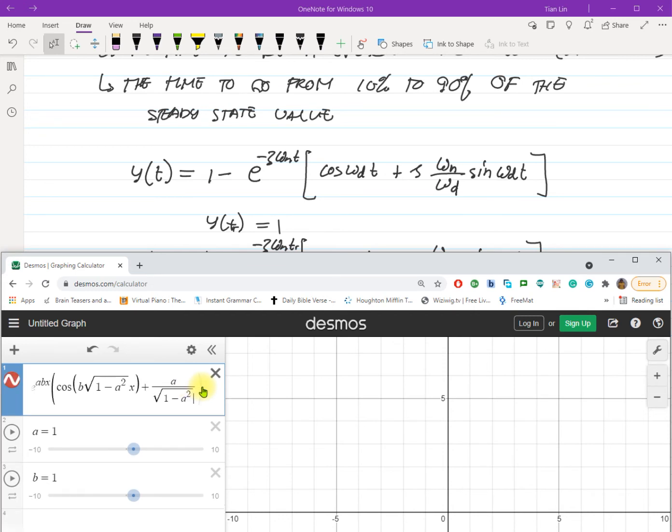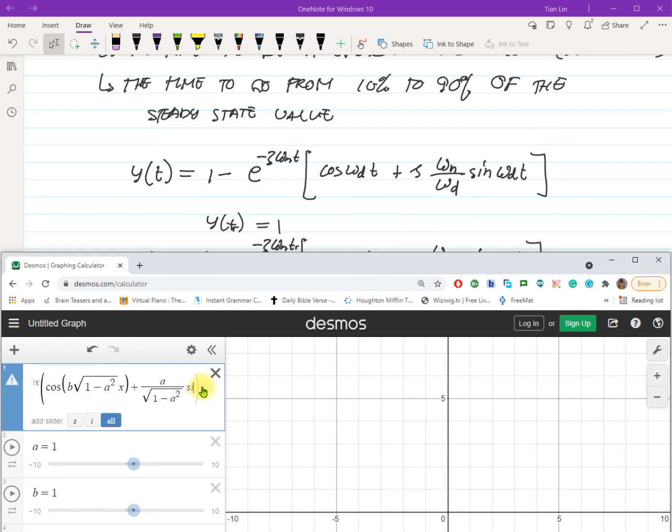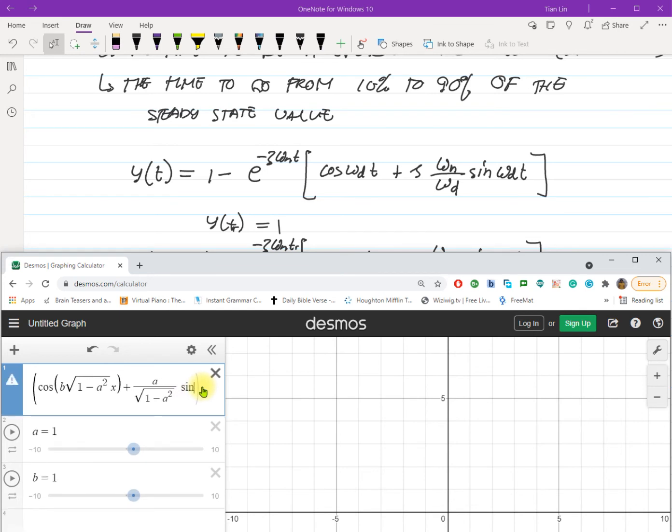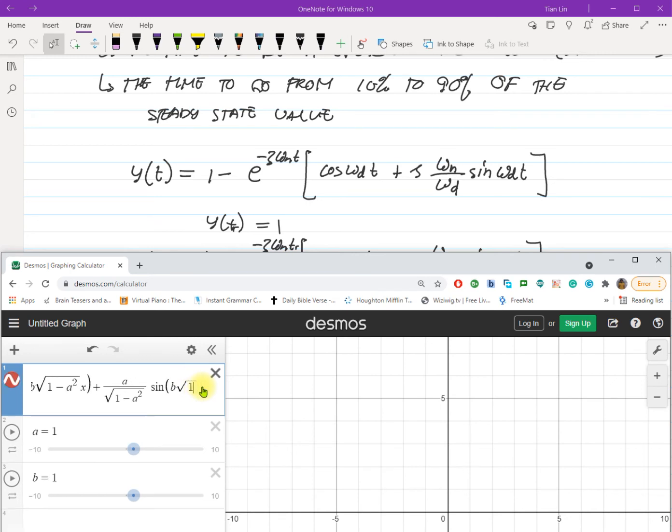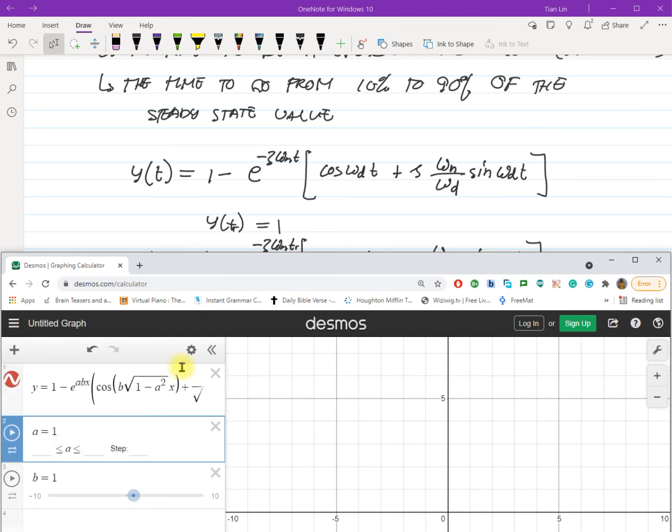Then you multiply it with sine of omega d, which is b times the square root of 1 minus a squared, times x. So that's our y of t.